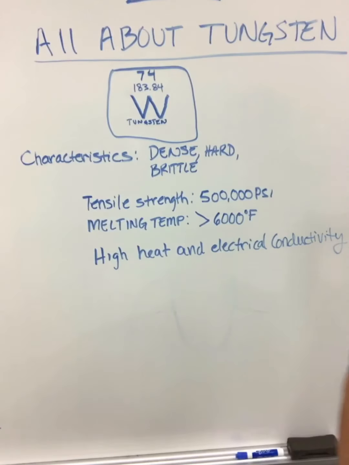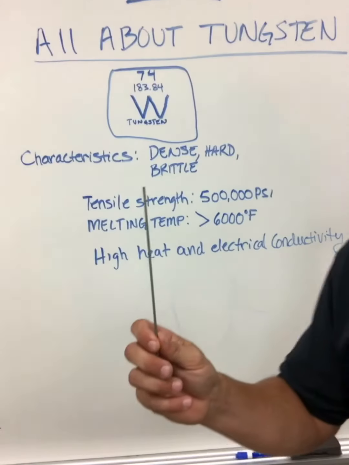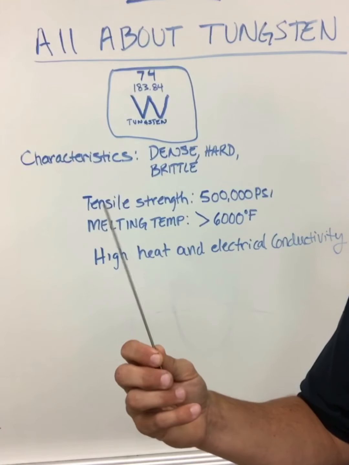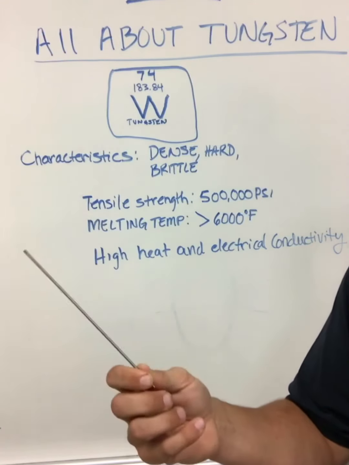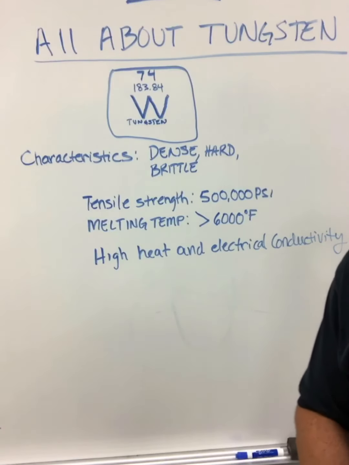So there's a lot of benefits to using tungsten, and we basically use it in gas tungsten arc welding or TIG, and it can also be used in plasma arc welding.